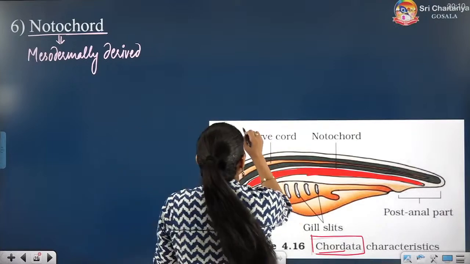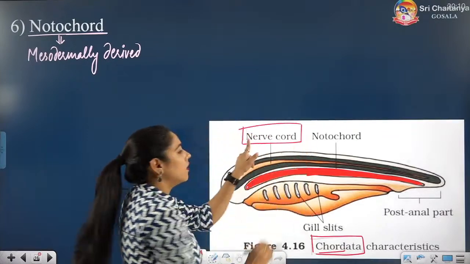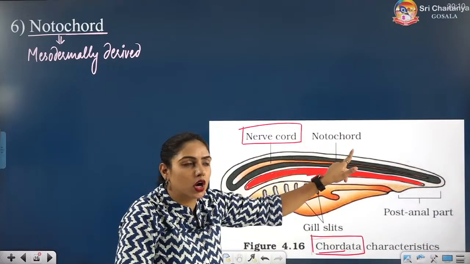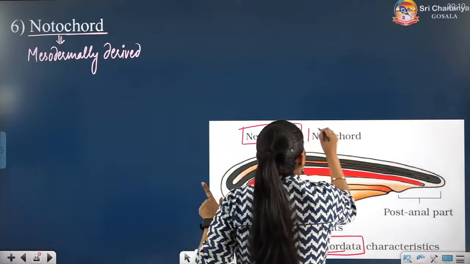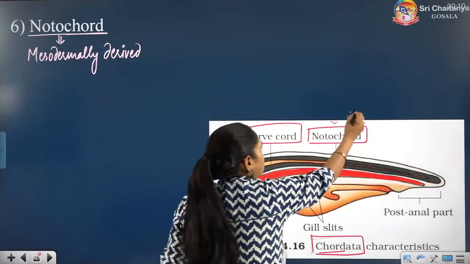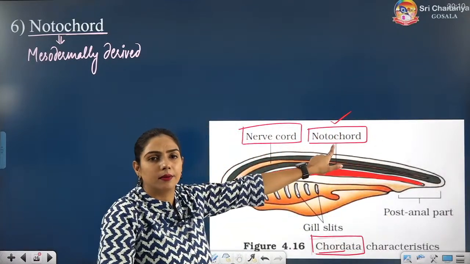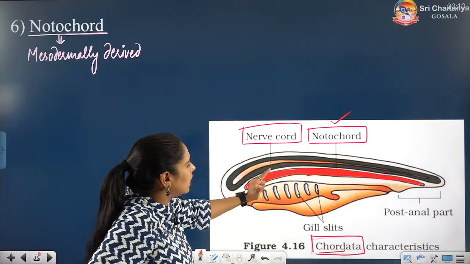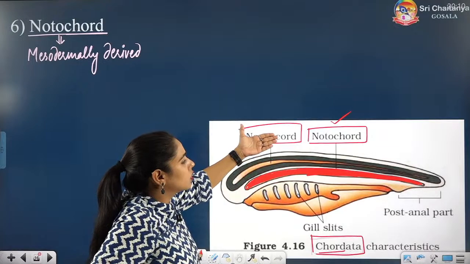Don't get confused with the nerve cord. Nerve cord is different. Nerve cord is found in non-chordates as well as chordates, but notochord is found in only chordates. So we are talking about the notochord here. Notochord is actually ventral to the nerve cord and nerve cord is dorsal to the notochord.